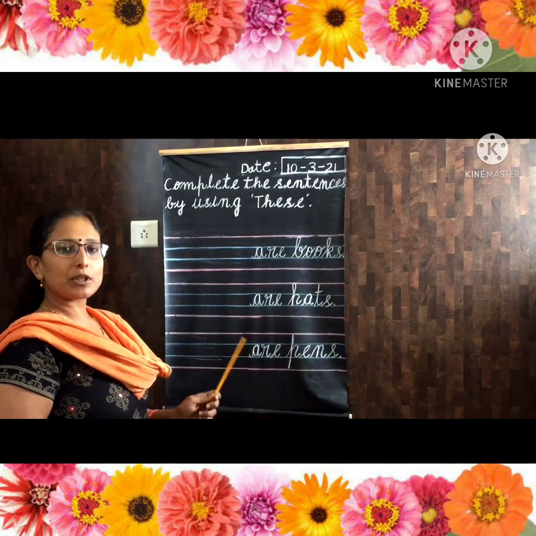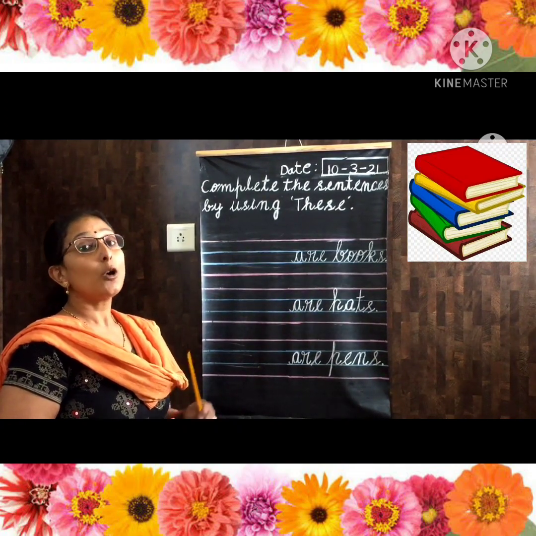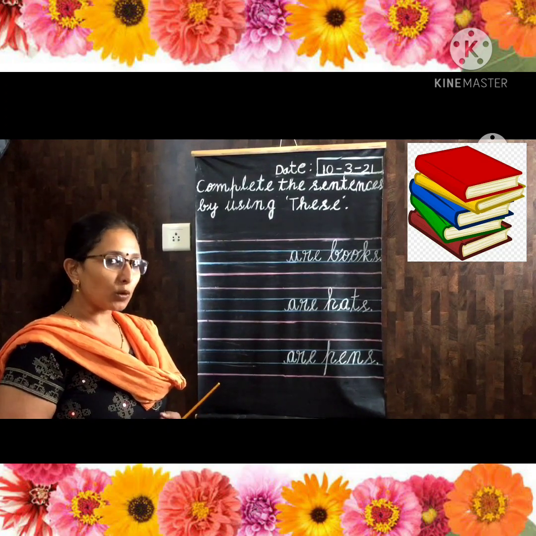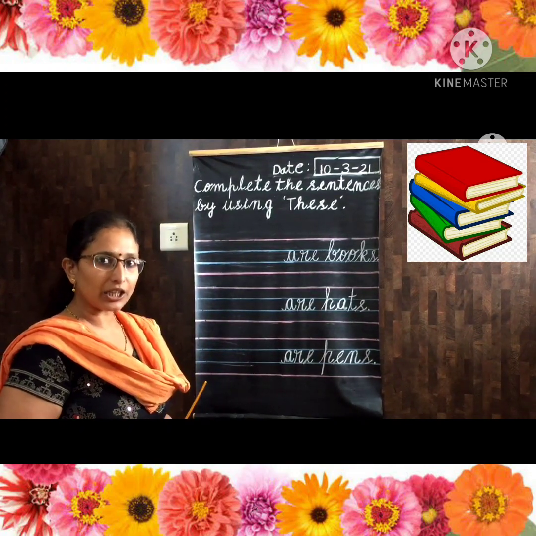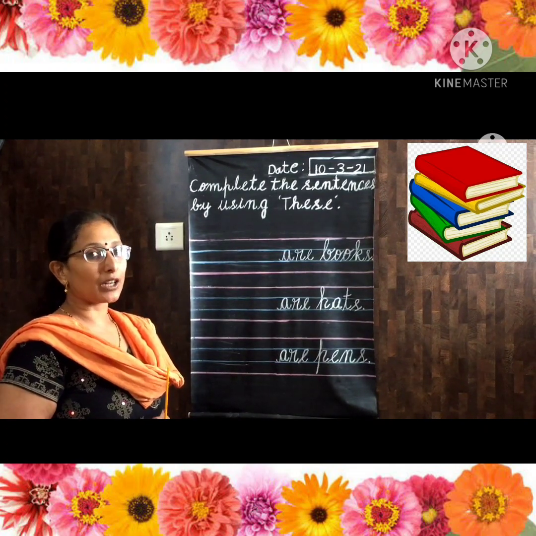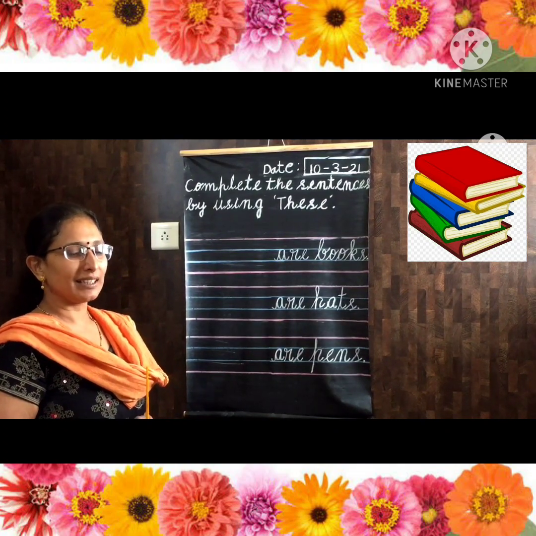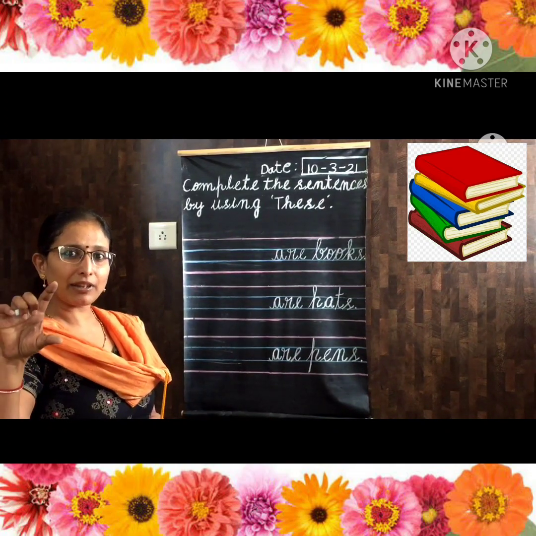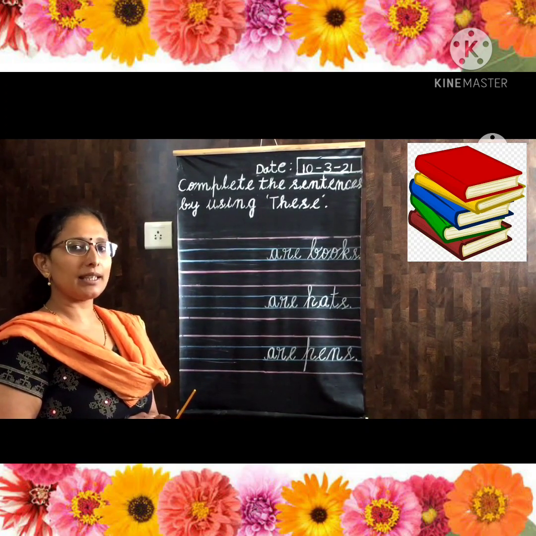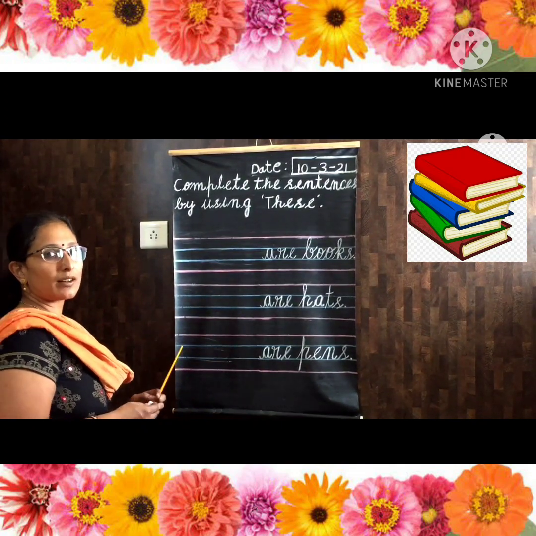Right? So, observe the first picture, children. How many books are there? You have more than one, right? So, when we have more than one and it is near to you, we are going to use what? Yes, we are going to use these. Shall we write the same, children? Yes. There is a blank given in your book. So, you are going to write T-H-E-S-E, these. Fine? Write along with me, children.